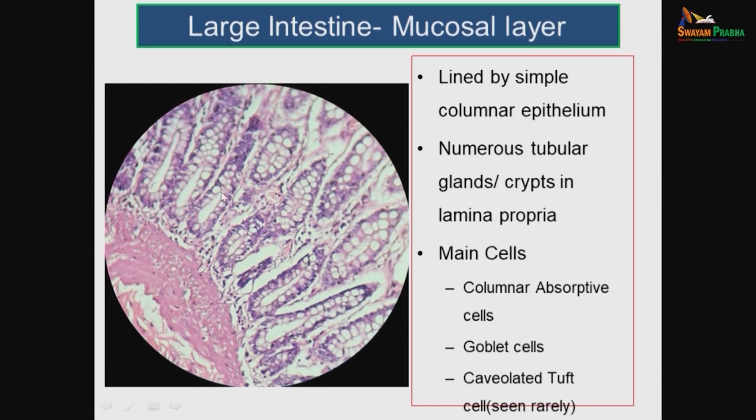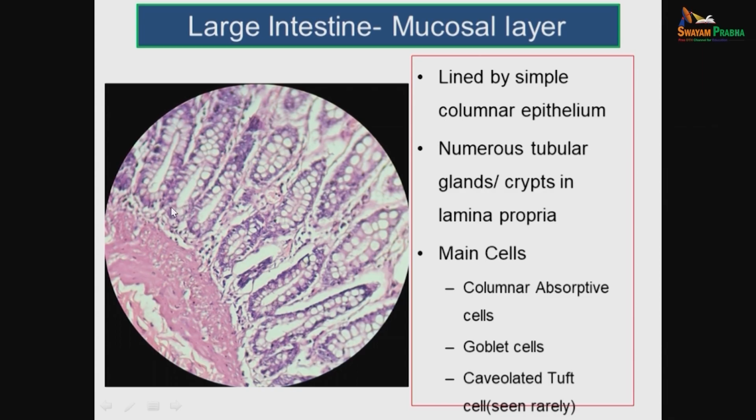The mucosa of the large intestine, this is a high power view that we are seeing. You can see it is lined by simple columnar epithelium. By simple columnar epithelium, what we mean is it is one layer, and the columnar epithelium is simple, it does not have any villi or microvilli or anything. So, it is a simple columnar epithelium.